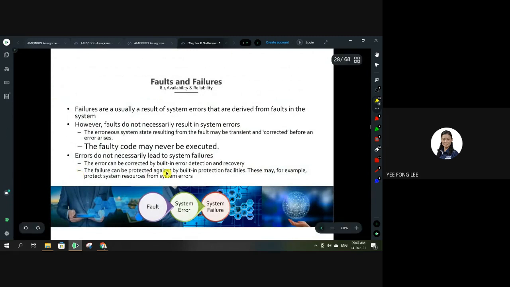Read through the slide. Keyword: faults do not necessarily result in system errors. And also, errors do not necessarily lead to system failure, because the error can be corrected by the built-in error detection and recovery. That's why it will not lead to system failure.